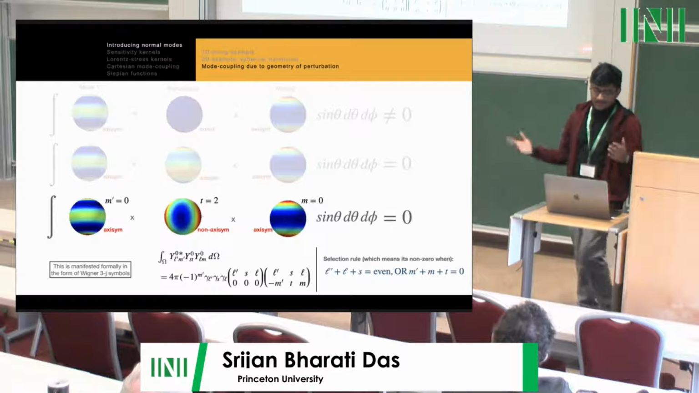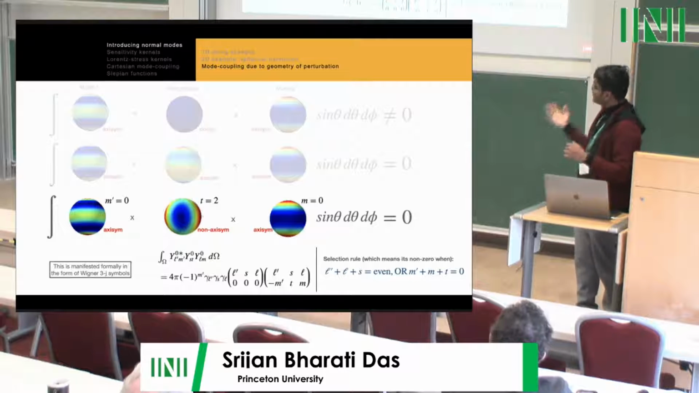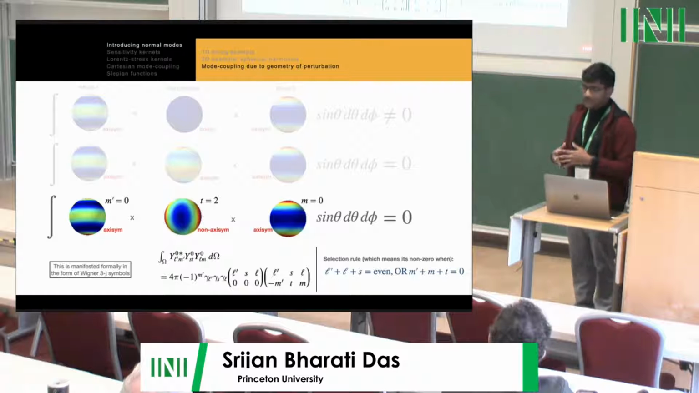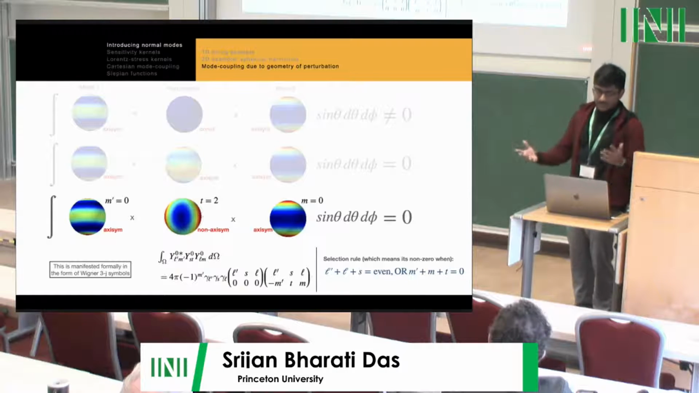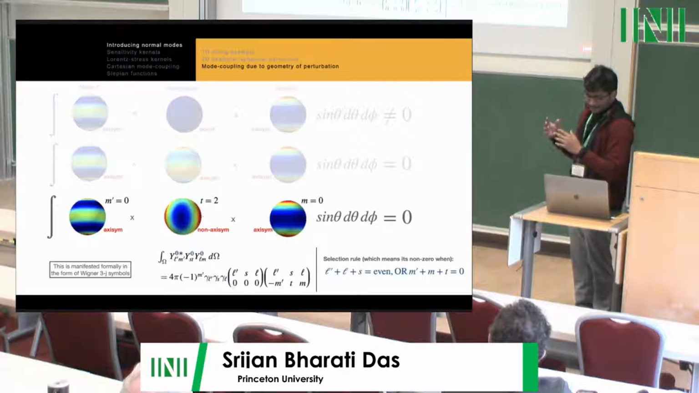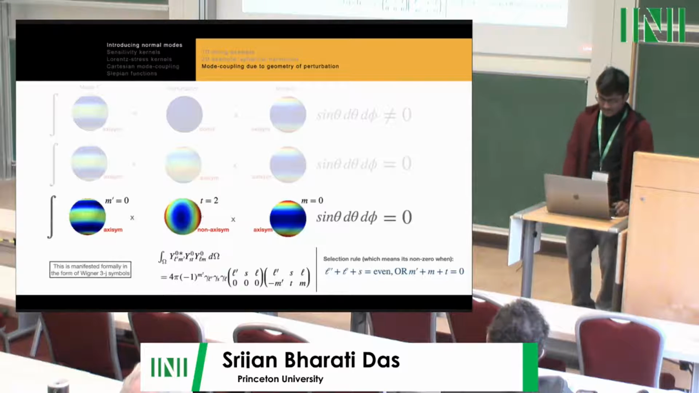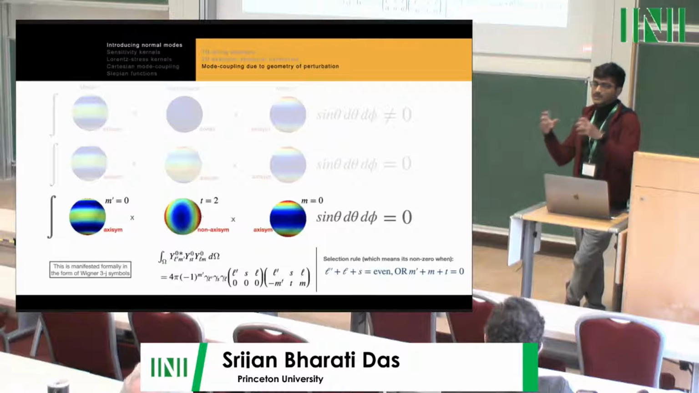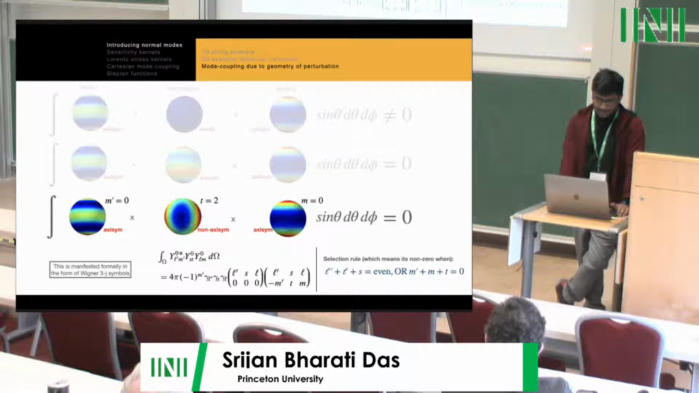And these are manifested in terms of integrals of 3 spherical harmonics, which turn out to be these beasts called Wigner 3J symbols, and they have their own selection rules. And this was just a visual demonstration of how these things come about to couple a certain structure and feel that structure depending on which two modes we are utilizing to look at the solar interiors.